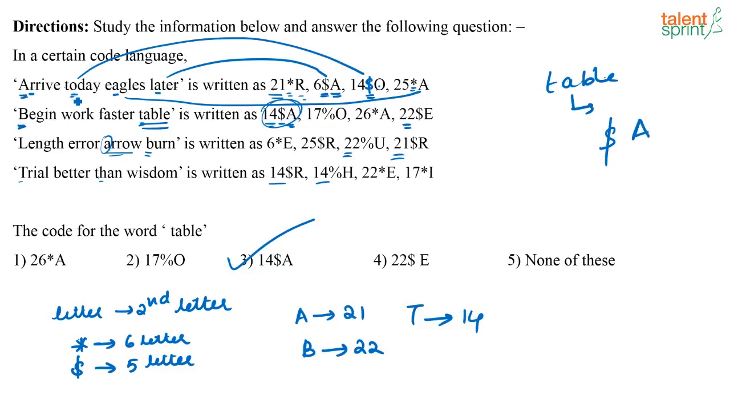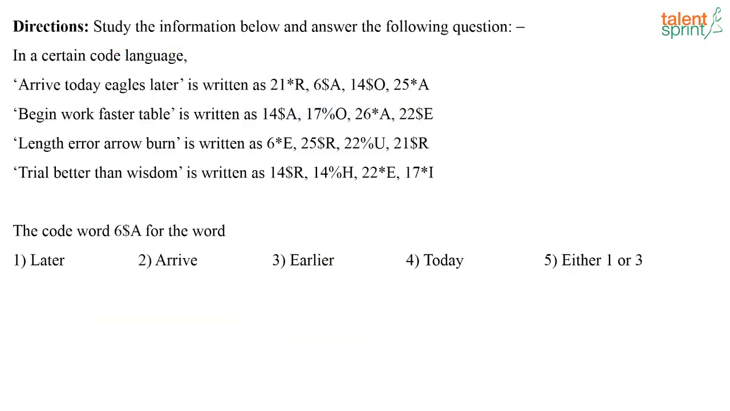See, what is given here? Arrive today, eagles later. Now, there are 3 things that you have to find out. The letter coding is just the second letter of each word that is being written down. The symbol coding represents the number of letters in a given word. The number coding, for each word, whatever is the first letter, a particular number is used for that. Okay? Next, the code word for $6 A is what? No, I think $6 A is the code for which word? That's what they are meaning.